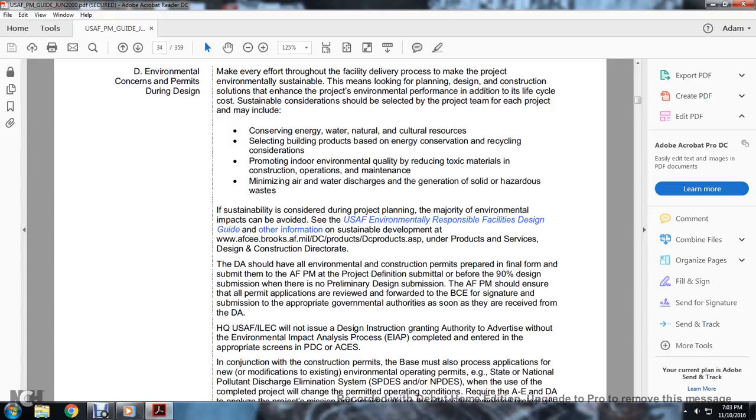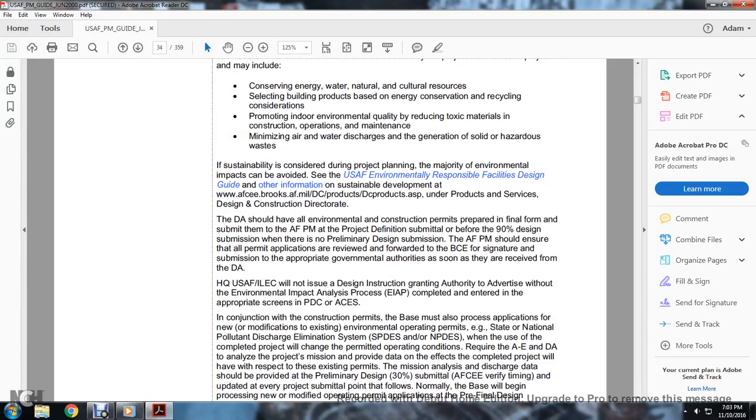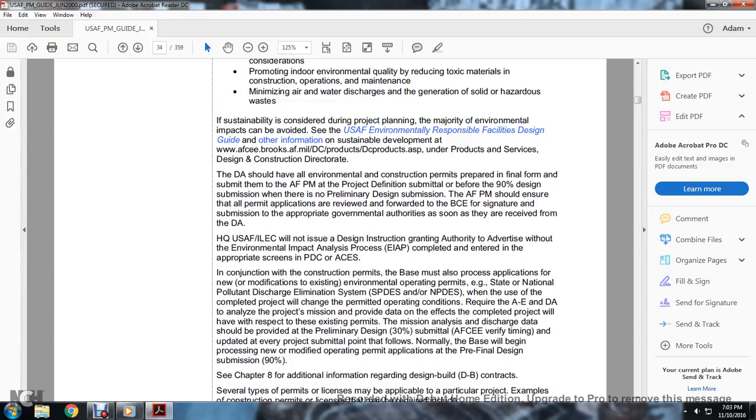Air Force program management should ensure that all permit applications are reviewed and forwarded, with the base civil engineer's signature, to the appropriate governmental authorities as soon as they are received from the DA. Headquarters U.S. Army Air Force Engineering Corps will not design or instruct guaranteeing authority to advertise until the environmental impact analysis process is completed and entered in the appropriate screens for the PDC and the ACEs.